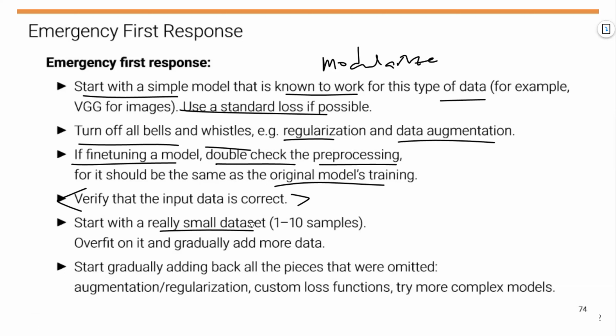Start with a very small data set and check if your model can overfit to this small data set, and gradually add more data. If you can overfit your model to a small set of data, that means your model is capable of learning that type of data. Then start gradually adding back all the pieces that were omitted, like augmentation, regularization, and custom loss functions. Try more complex models.